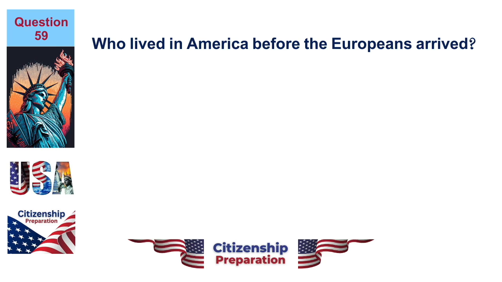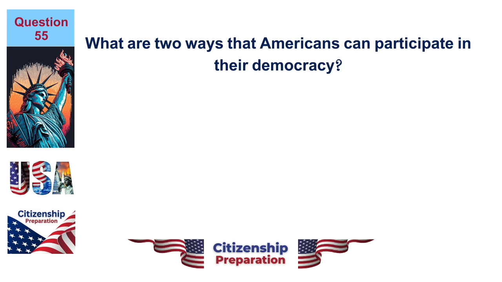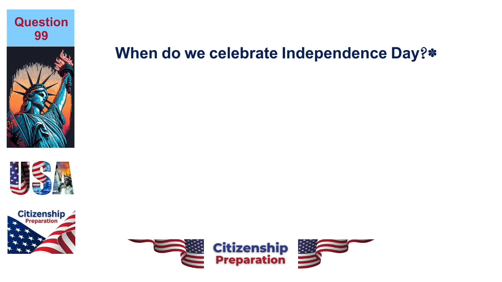Who lived in America before the Europeans arrived? American Indians. What are 2 ways that Americans can participate in their democracy? Vote. Join a political party. When do we celebrate Independence Day? July 4th.